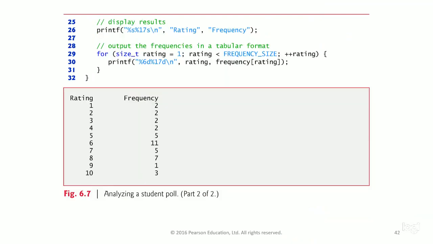Let's look at the output. You see that two students gave a rating of 1, 2 students gave a rating of 2, 2 students gave a rating of 3, 2 students gave a rating of 4, 5 students gave a rating of 5 and 11 students gave a rating of 6, and you can see for 7, 8, 9 and 10 as well. So this is the sort of response that you would expect. Most people, or the majority of the people, gave a slightly average or above average rating.